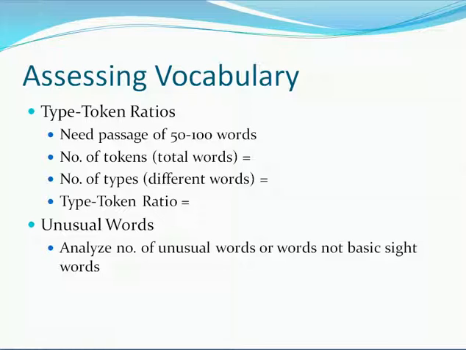Assessing vocabulary. This is where you could take the type to token ratio. You need a passage of at least 50 to 100 words in order to do this. You're going to take the total words and the different types of words that they come up with, and then obviously figure out the ratio. You want to look for unusual words and take an analysis number of the unusual words or words that are not basic sight words, basically, and see how many words they're using to expand their vocabulary. That's a way to assess that.